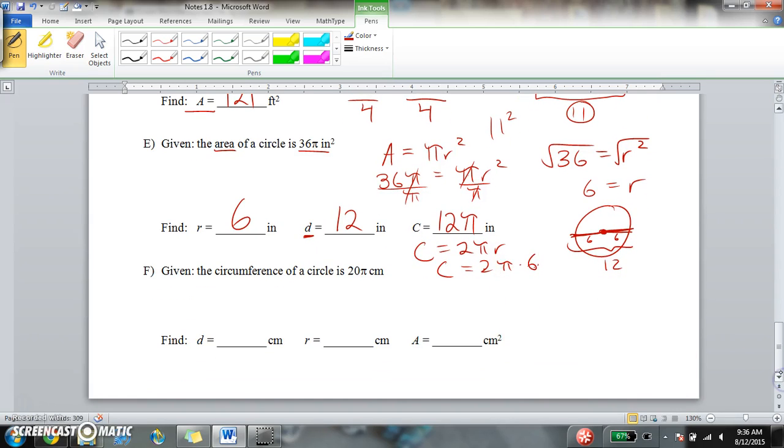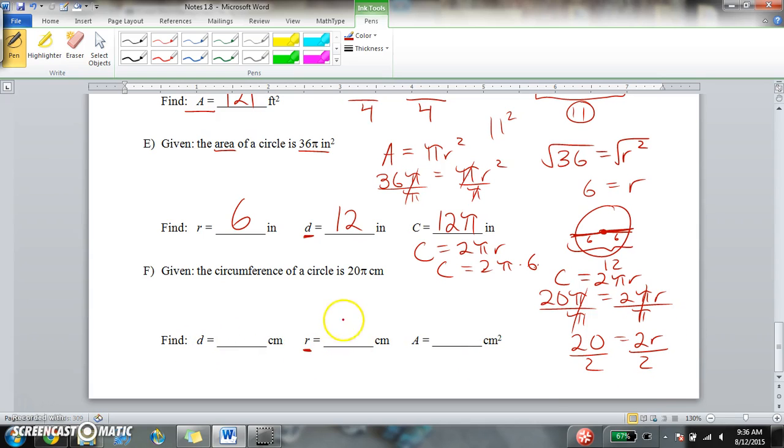Last one, given the circumference of a circle is 20 pi. So circumference equals 2 pi r, like we just said. So circumference is 20 pi. That equals 2 pi r. Again, pi is on both sides, so divide by pi and get rid of it. Then we're left with 20 equals 2 times r. Simple enough. Divide by 2, your radius equals 10.